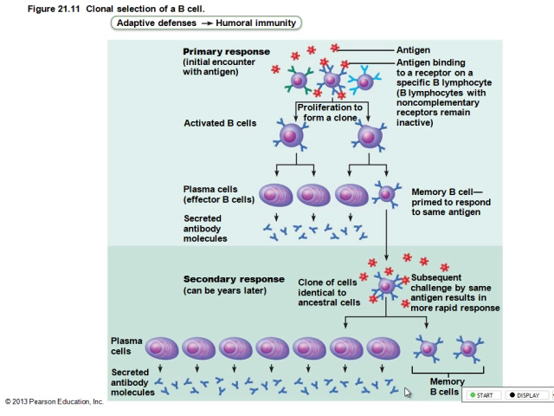In a primary response, we're going to have that initial encounter. And that is going to cause cells to change, to differentiate and proliferate. In the case of B cells, we are going to activate them by bumping into antibodies for very specific antigens on the surface of these cells.